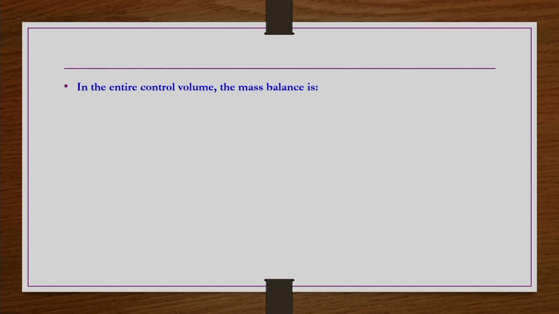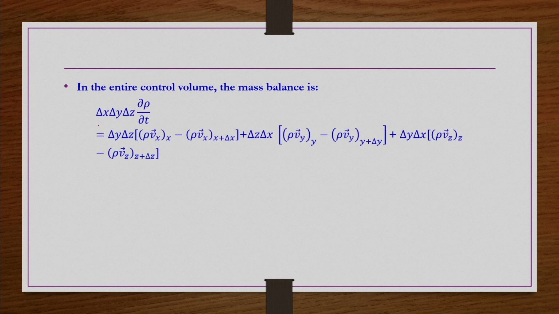So, now in the entire control volume, the mass balance is whatever the rate of accumulation is, that is nothing but ∂ρ/∂t multiplied by Δx Δy Δz. That should be balanced by ρv_x at x minus ρv_x at x plus Δx, multiplied by Δy Δz, plus ρv_y at y minus ρv_y at y plus Δy, multiplied by Δz Δx, plus ρv_z at location z minus ρv_z at location z plus Δz, multiplied by Δy Δx, right.